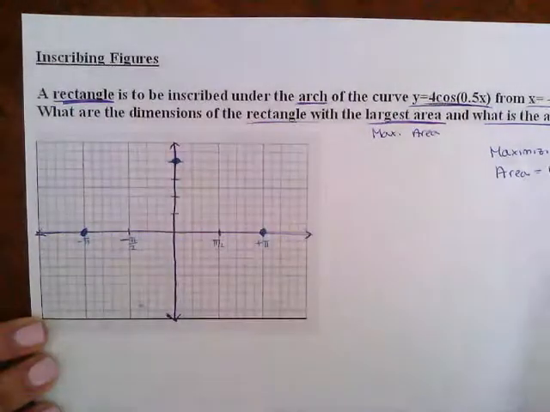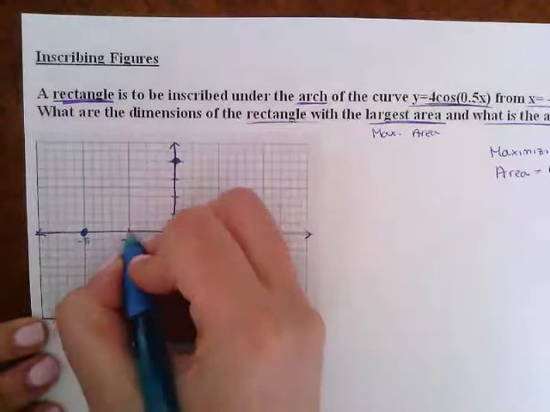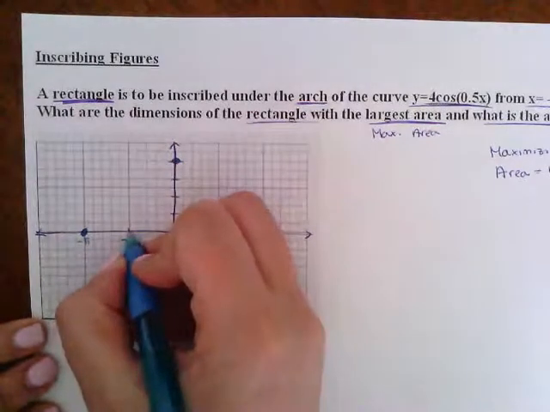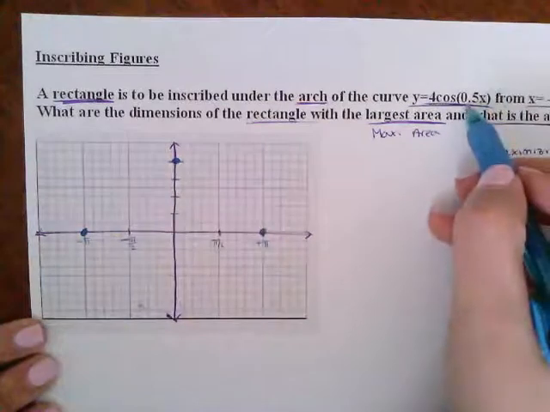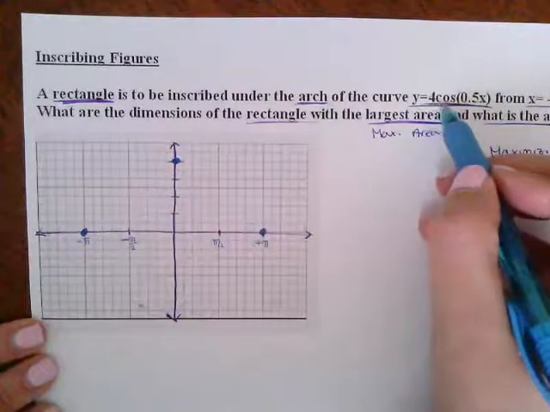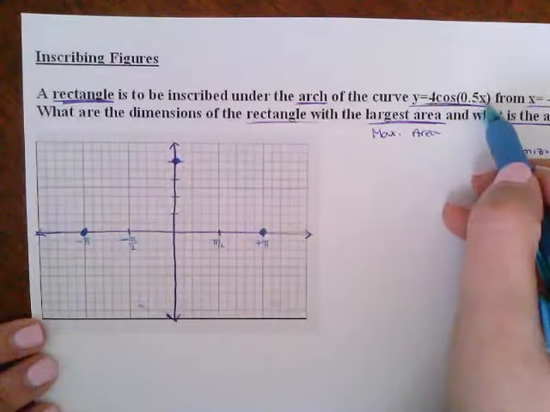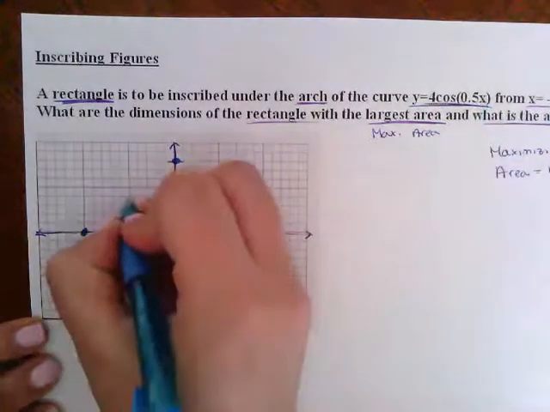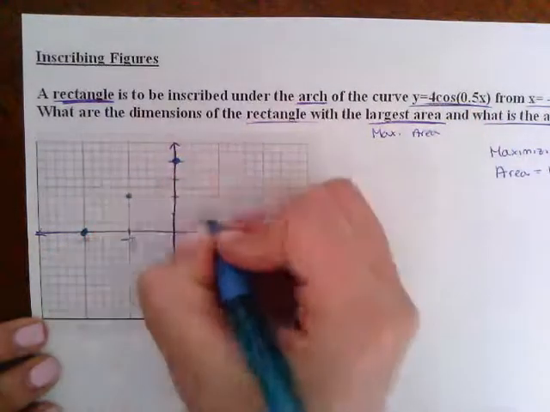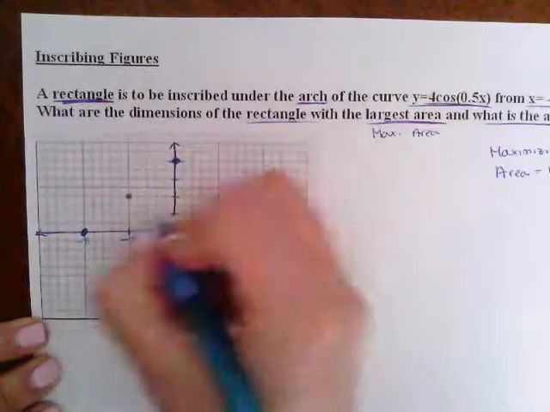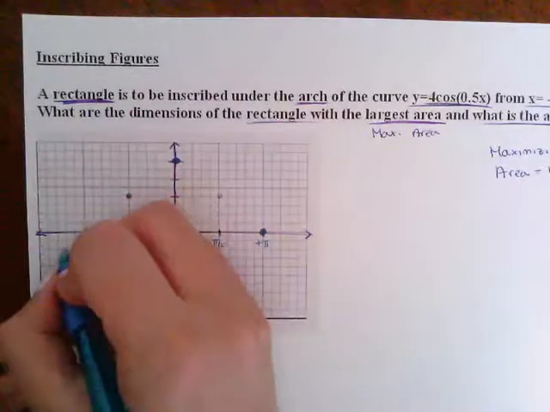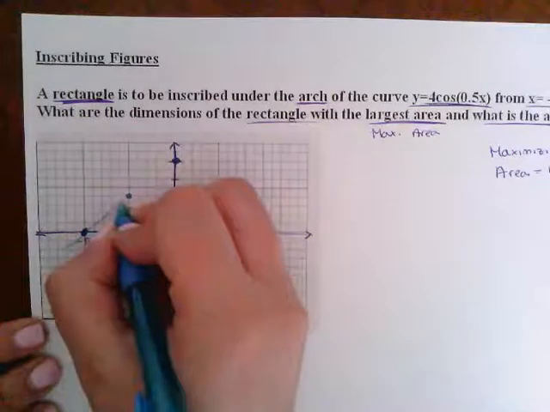Okay? And then a few other points at negative pi over 2. So if you have 4 cosine of 0.5 of negative pi over 2, you'll end up with 2 and 2. So here's our figure, our arch.